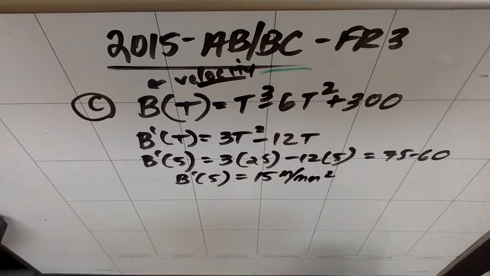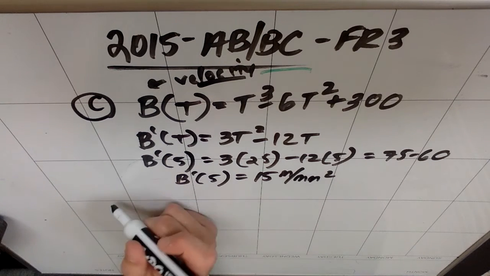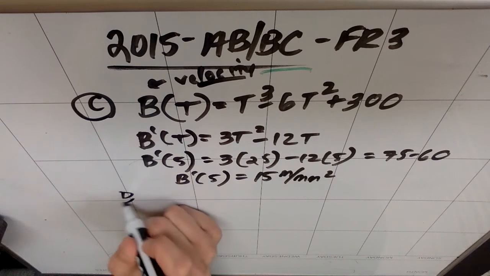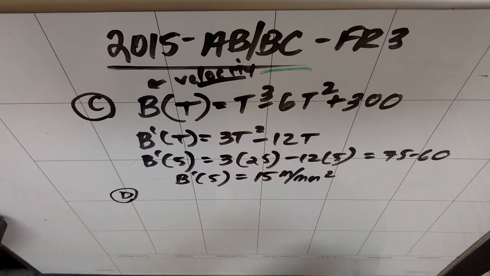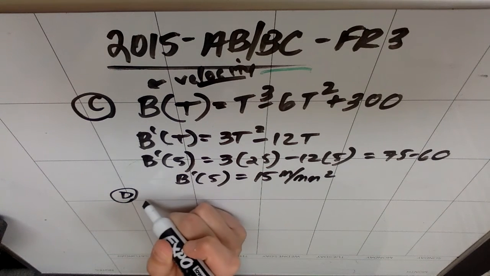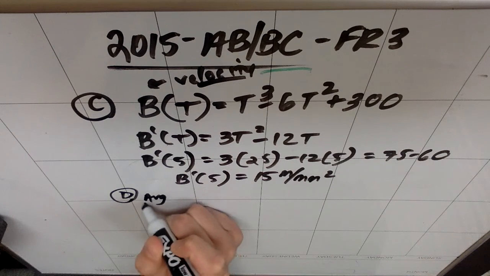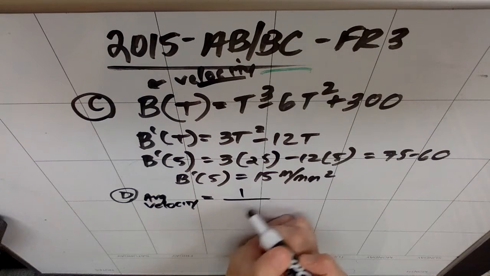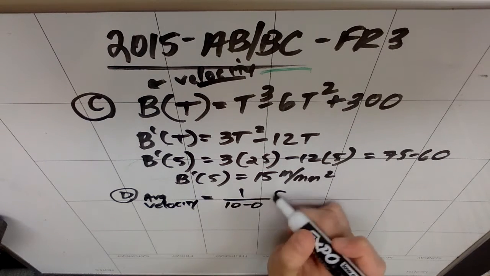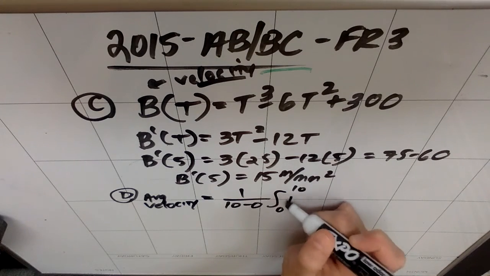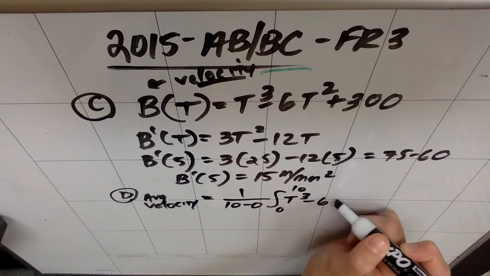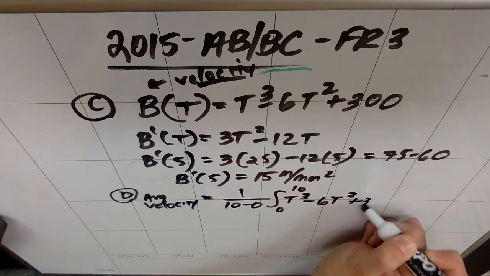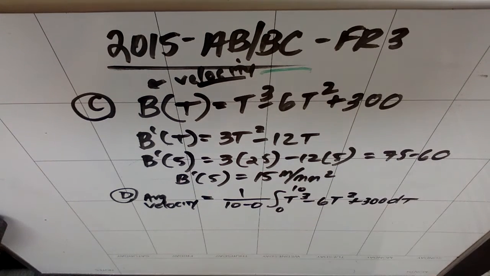Part D, based on the model B from part C, find Bob's average velocity during the time interval. So if you want the average value of a function, you just integrate the function and divide by the width of the interval. So Bob's average velocity on that window is going to be 1 over 10 minus 0, the integral from 0 to 10 of Bob's velocity, which was t cubed minus 6t squared plus 300, with a dt.